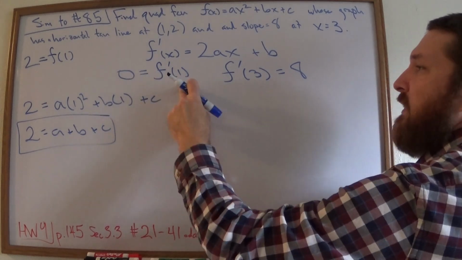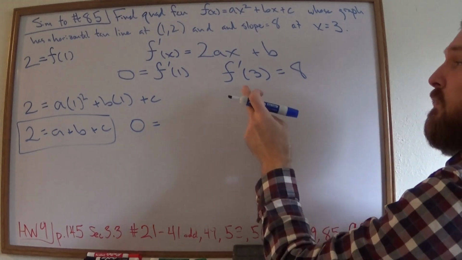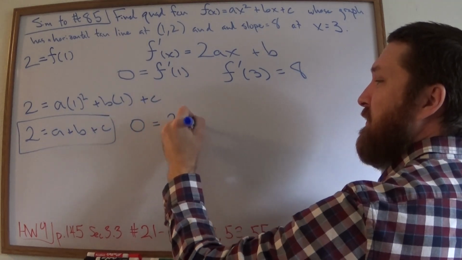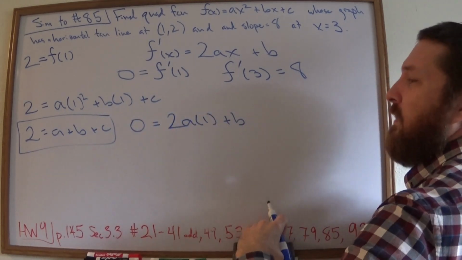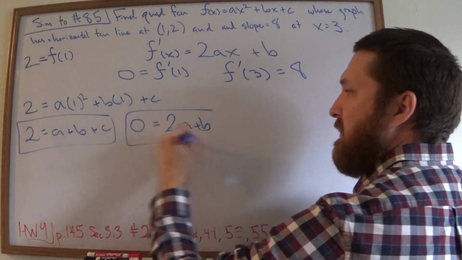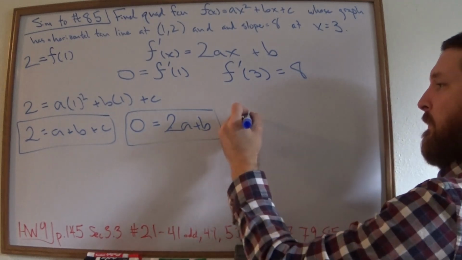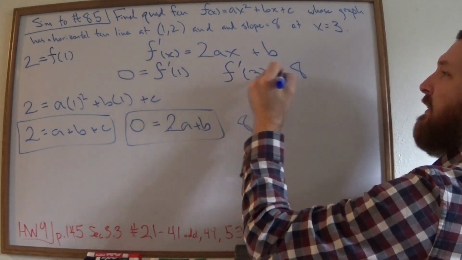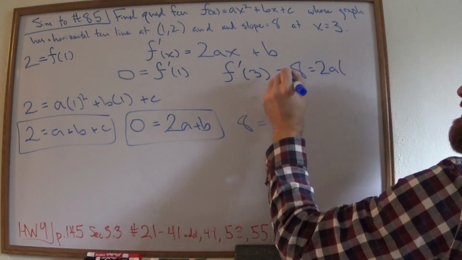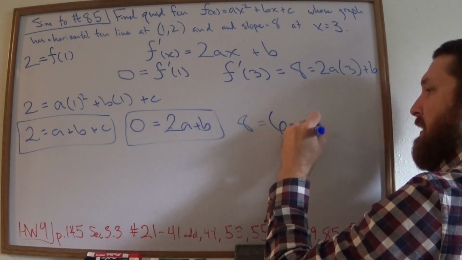Now, 0 equals f prime of 1. So 0 equals, no, sorry, that's 2a plus b. 2a times 1 plus b, or 2a plus b, okay? Right, because all I've done is plug 1 into this function. And now my last one is what? 8 equals 6a plus b. Yes, because plugging that in, f prime of 3 should be 2 times a times 3 plus b, which is 6a plus b.